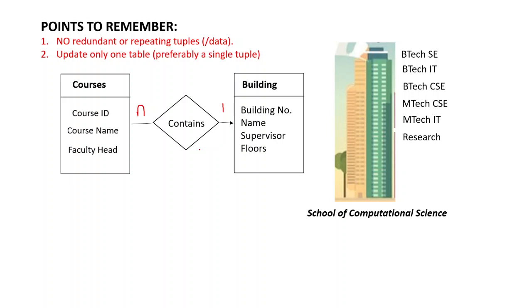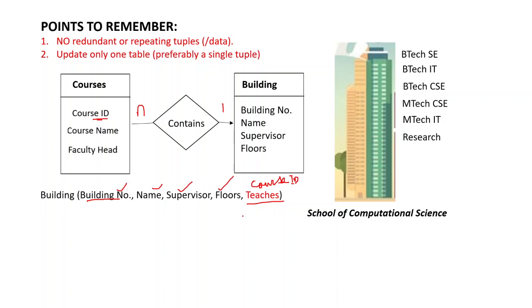Now let me try to merge this course ID, or this contains attribute, which is actually the course ID, into this building. This is the course ID, and this is the relationship name that I have used here. It doesn't actually matter what name you are using. So if we do something like this, the building contains attributes like building number, name. Building number is the primary key, and then supervisor, floors, and teachers.